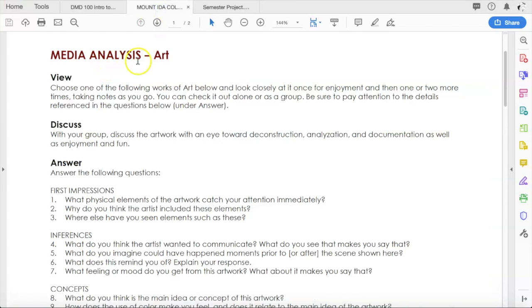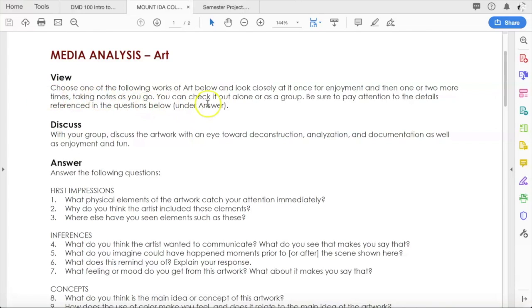Okay, so media analysis number 2. Again, it's all about art. So you're going to choose one of the following works of art below, which we'll take a look at in a second. Take a look once for your enjoyment, to check it out, take it in. You might be familiar with some of these. You never know. They're very popular. They're very well known, so you may be familiar with them.